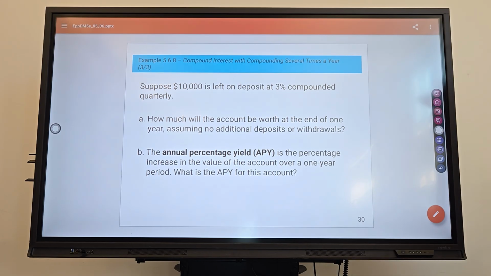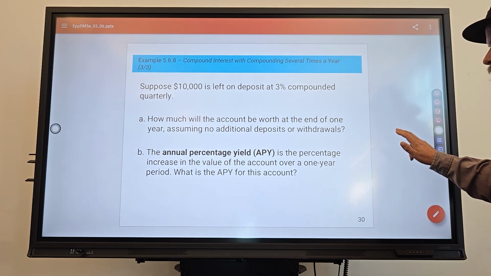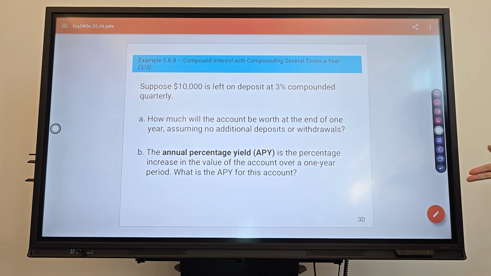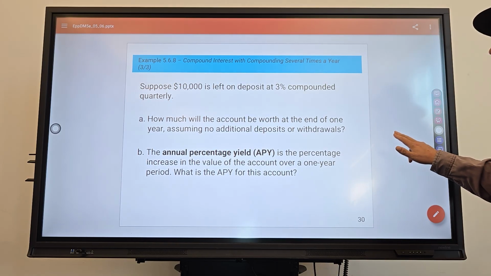Suppose $10,000 is left on deposit at 3% compounded quarterly. How much would the account be worth at the end of 1 year, assuming no additional deposits or withdrawals? What is the annual percentage yield, which is the percentage increase in the value of the account over a 1 year period? So there's the APR, the annual percentage rate, and then the annual percentage yield, which is slightly higher.